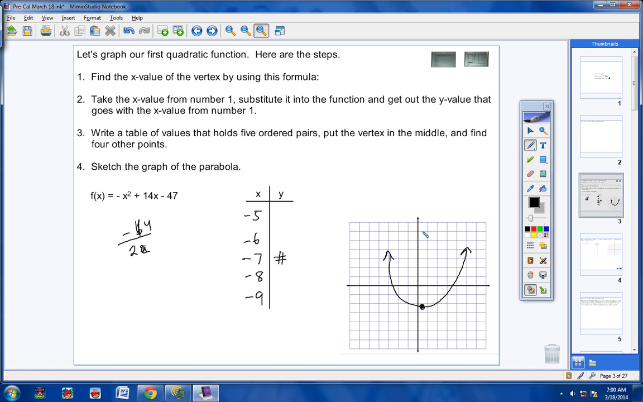called the vertex, and this imaginary line that goes right through the middle is called your axis of symmetry. And sometimes the parabolas will open downward. In fact, in this example here, because your x squared term is negative right here, the parabola will open downward. Okay, just a quick review of what we learned yesterday.